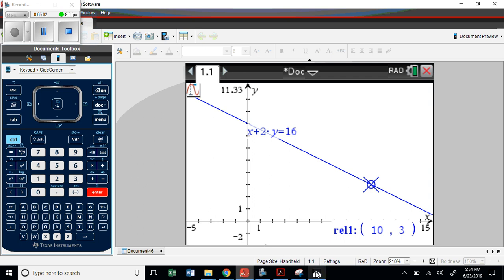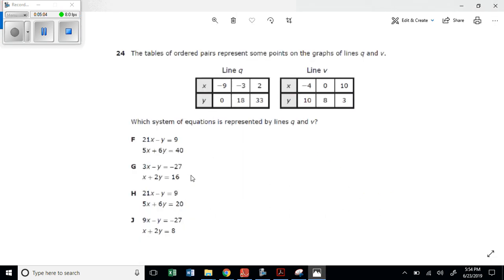If we went back to our problem, we graphed that second equation, we can see these values. So we see our answer choice indeed is G.